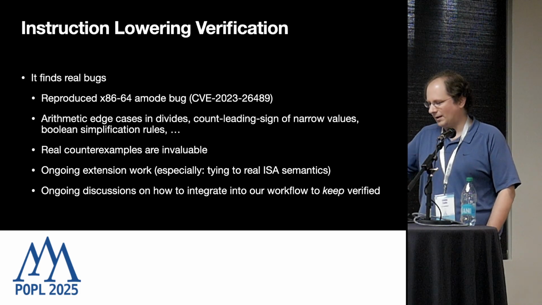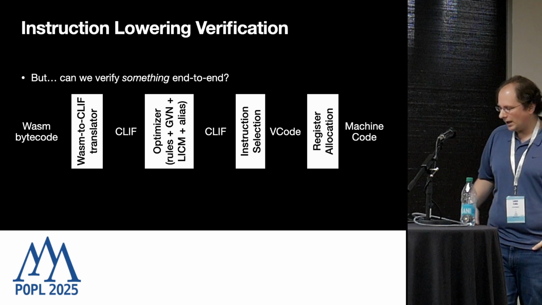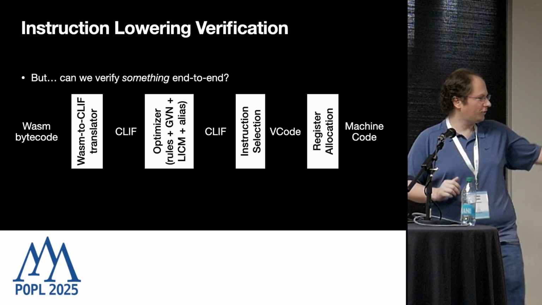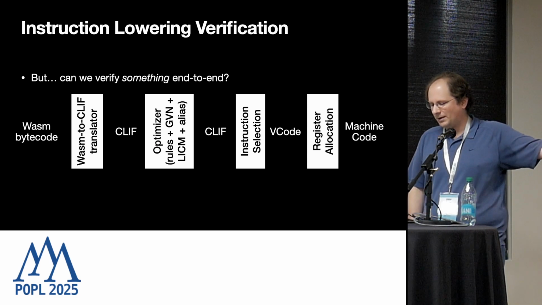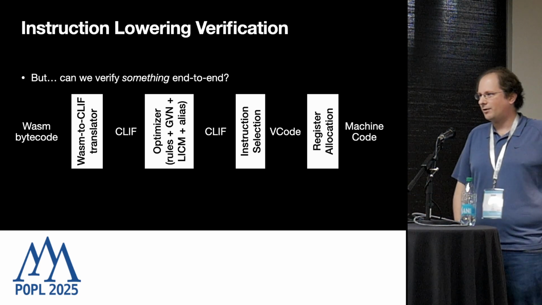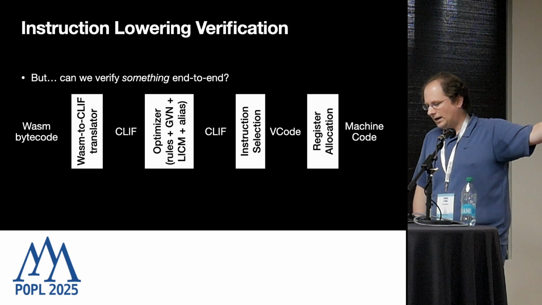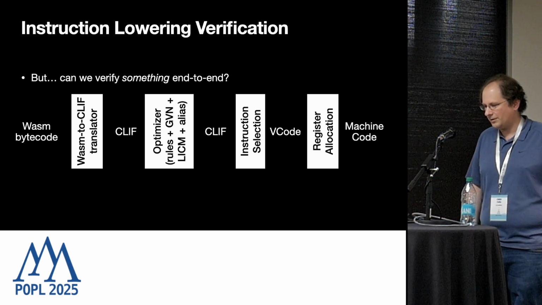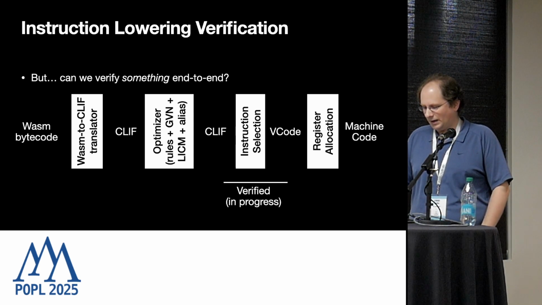And give us a counterexample, et cetera, right? So that'd be great. Okay, but can we verify something end-to-end? So here's a high-level view of the Cranelift compiler pipeline. We start with Wasm bytecode. There's a translator to CLIF, the Cranelift intermediate format, which is our IR. There's an optimizer that goes CLIF to CLIF. Then instruction selection, which is what I just talked about, that goes to virtual register code, vcode. And then there's machine code at the back end.